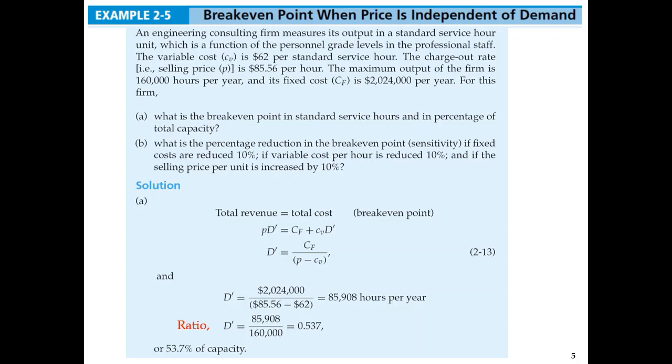Again, this is the solution of the first part of the problem. Just a summary, for part A, we make total revenue equal to total cost, and we calculate the break-even point to be this value. And when we find the ratio of this one to the total capacity, we calculate the percentage value of this break-even point. Now, part B.